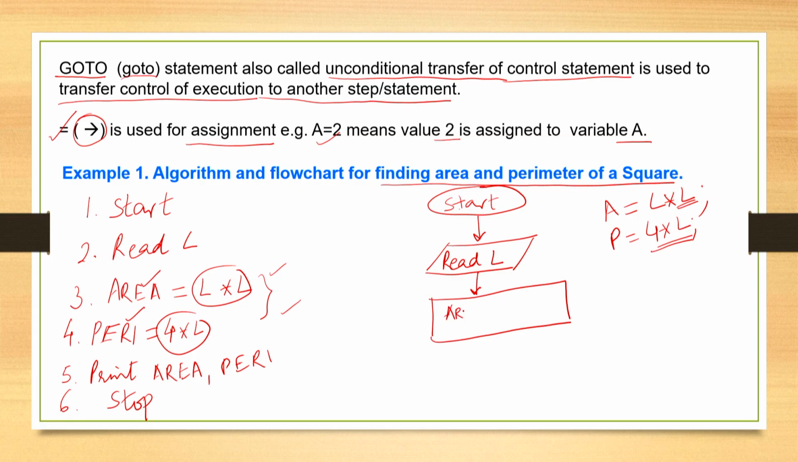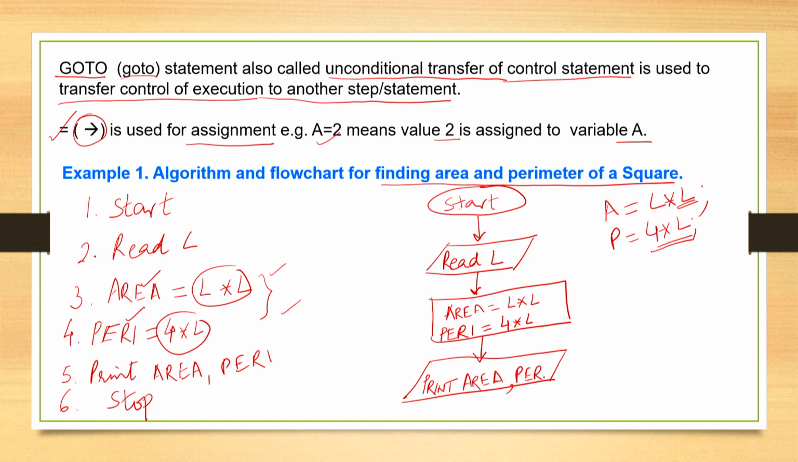Here I can write area is equal to L into L, and peri is equal to 4 into L. After that, what you have to do? Print these two. So for printing, we use this symbol. Then we write simply here print area, and we put a comma for peri.